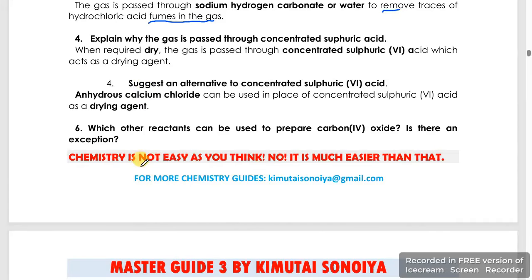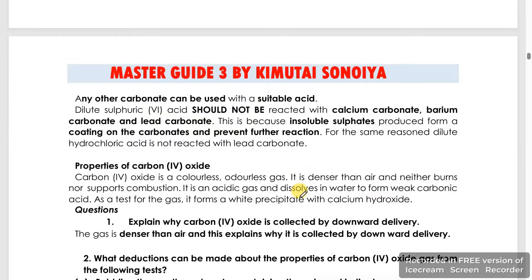This one is saying chemistry is not as easy as you think. No, it is much easier than that. And that is very, very critical. This is called Mr. Kimtai. He says chemistry is not as easy as you think. No, it is much easier than you think. I love that.